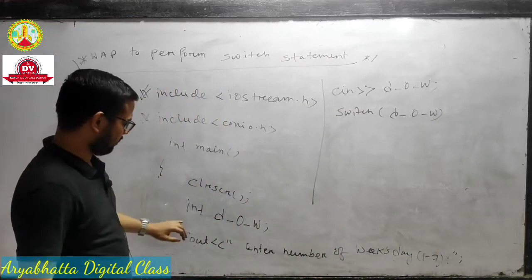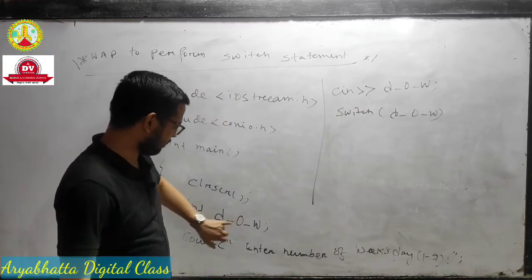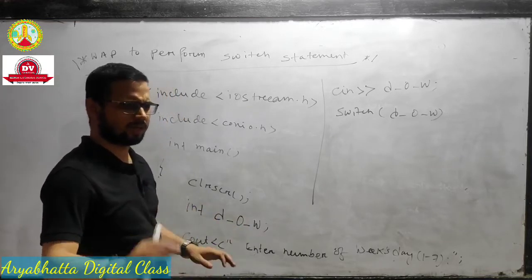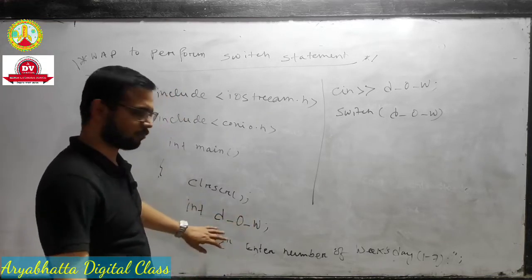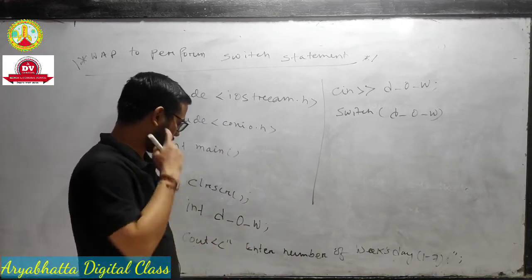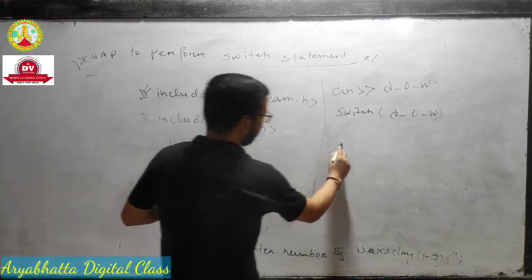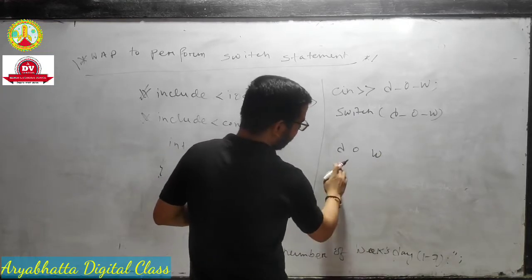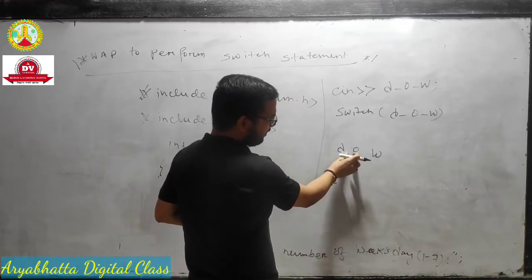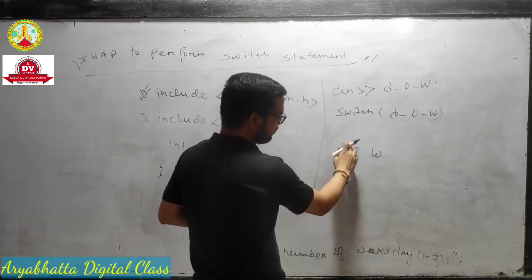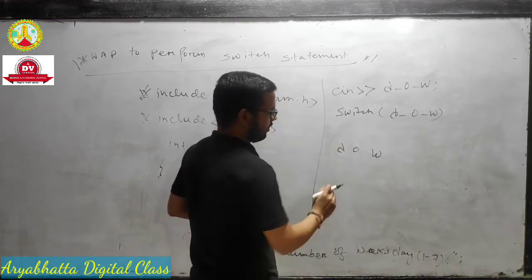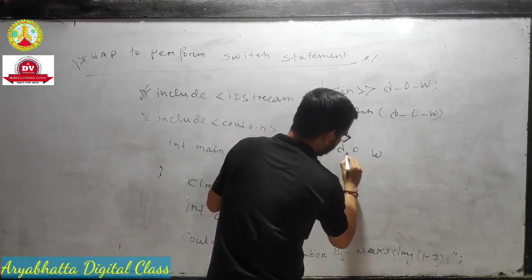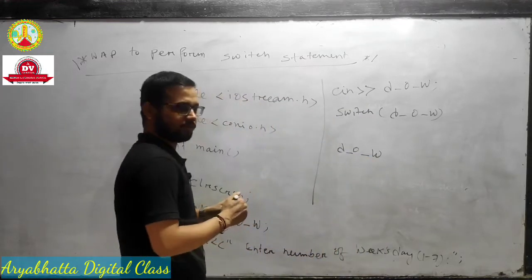This you already know. Int, one variable we take DOW, or you can also write some other variable. Here write D underscore OW. You never write like this, D space OW. This is wrong, because if you write D space O space W, then it will take it as three variables. But here we write one variable, that's why we write underscore. Underscore means this is one variable.